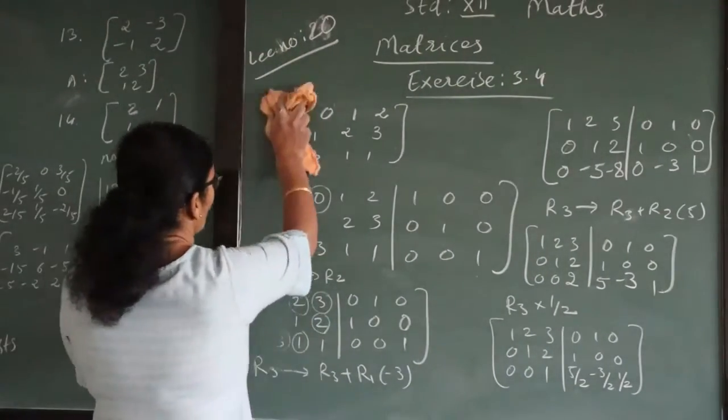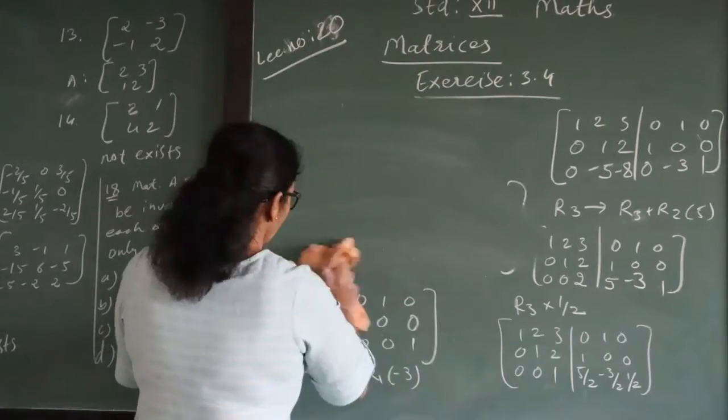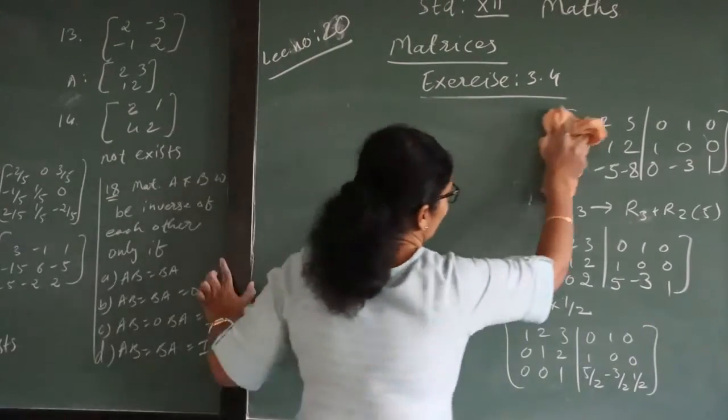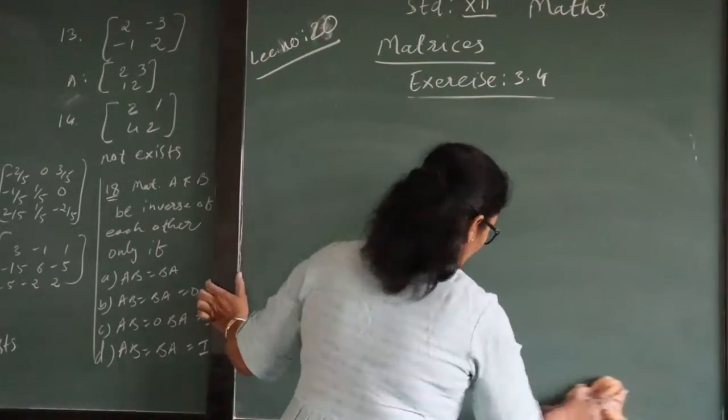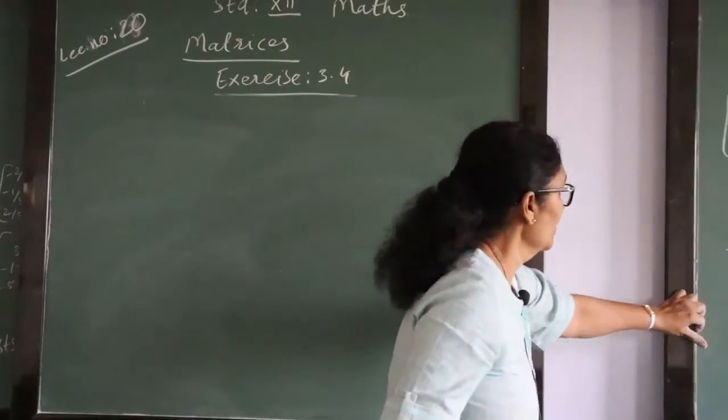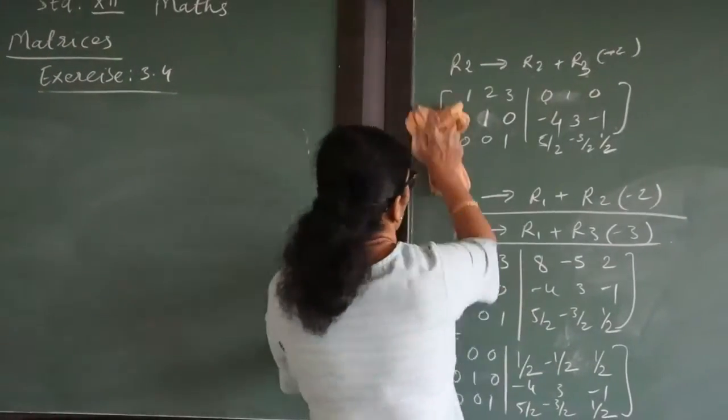Okay, let's take one more question of 3 by 3. In your book only 3-4 questions are given for 3 by 3, so you can try all. The method remains the same for 3 by 3.